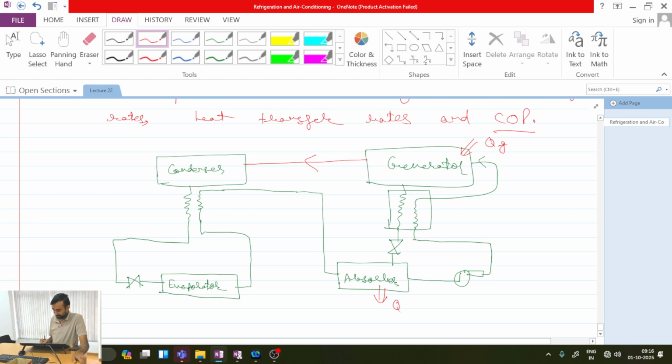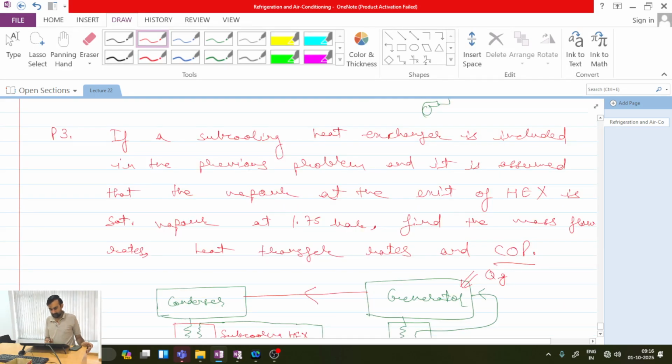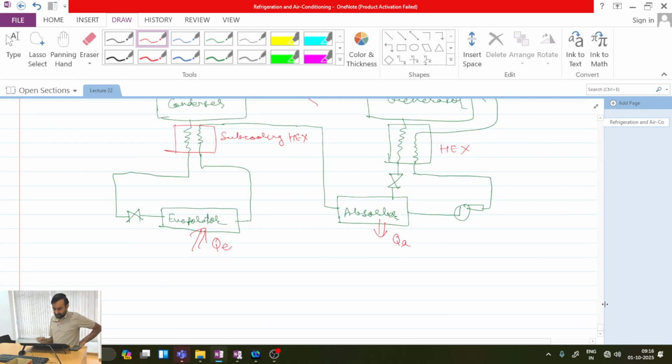QG, QA, this is the subcooling heat exchanger, and this is of course the preheating heat exchanger. So it is saying, read the statement: vapor at the exit of the heat exchanger is saturated vapor. So it means earlier whatever was leaving the evaporator was not saturated. Now after heat exchange, here it is saturated.